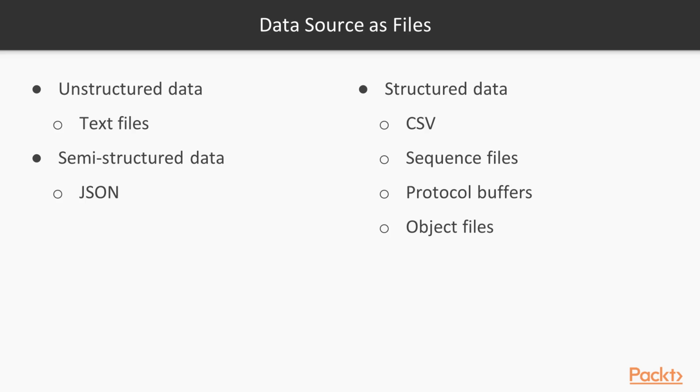Next structured data source is sequence file. Sequence files are a popular Hadoop format composed of flat files with key value pairs. Sequence files have sync markers that allow Spark to seek to a point in the file and then resynchronize with the record boundaries. A few other structured data sources are protocol buffers and object files. Protocol buffers were first developed by Google for internal remote procedure calls and have been open sourced. And the object files are completely relying on Java serialization.